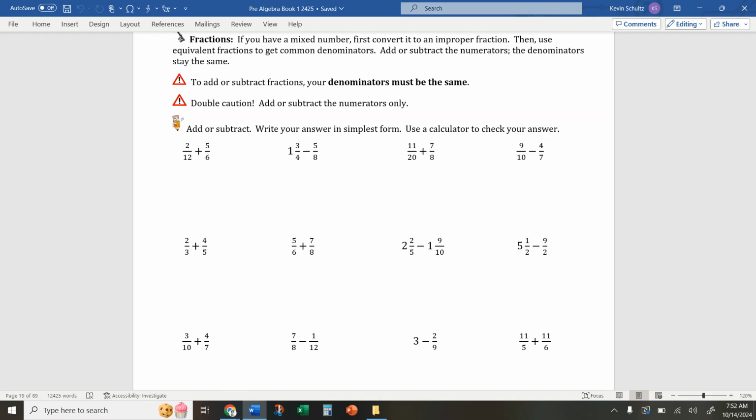If you have 2 chairs and you add 2 tables to that, can you add chairs and tables together to get like chables or something like that? No, you're still going to have 2 chairs and 2 tables, right? They're not the same thing. You can add 2 chairs and 2 chairs to get 4 chairs. But when you add and subtract, you have to have like objects in order to add them. Denominators are the same thing. This is like having 2 twelfths and 5 sixths. Twelfths and sixths are different, right? This is like 12 chairs and 6 tables. You can't add those together.